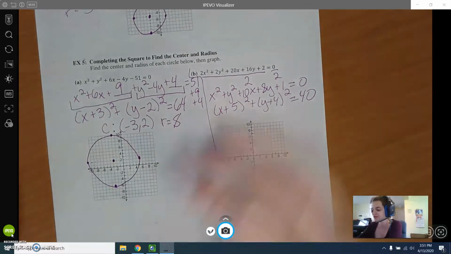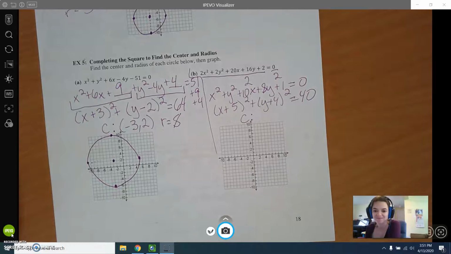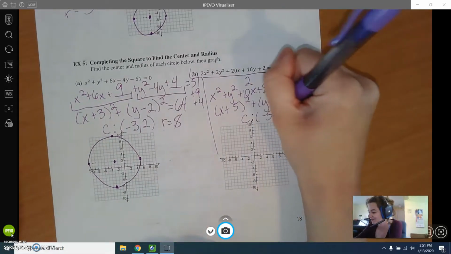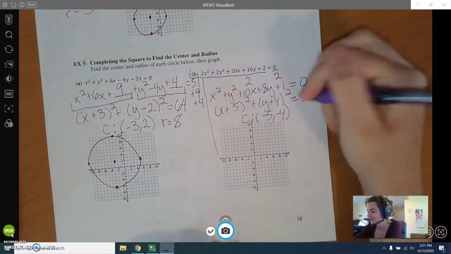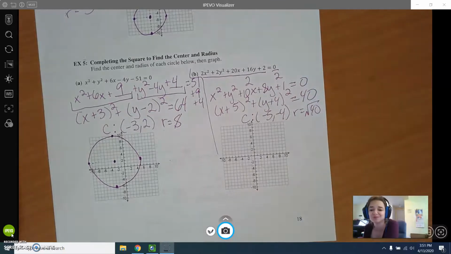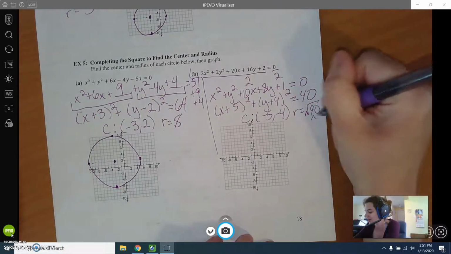Alright, so the center for this one, you guys could probably do that. But the center for this one would be negative 5, negative 4. The radius for this one is the square root of 40, which isn't very pretty. It's not a perfect square. You can certainly simplify it.